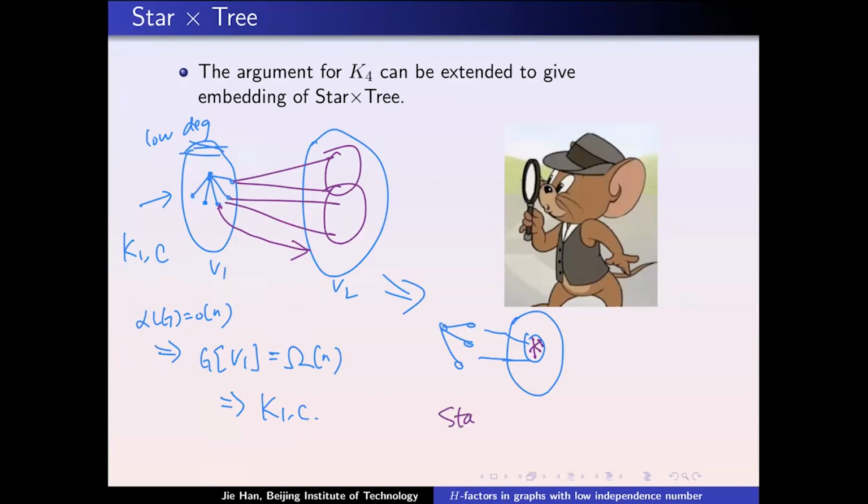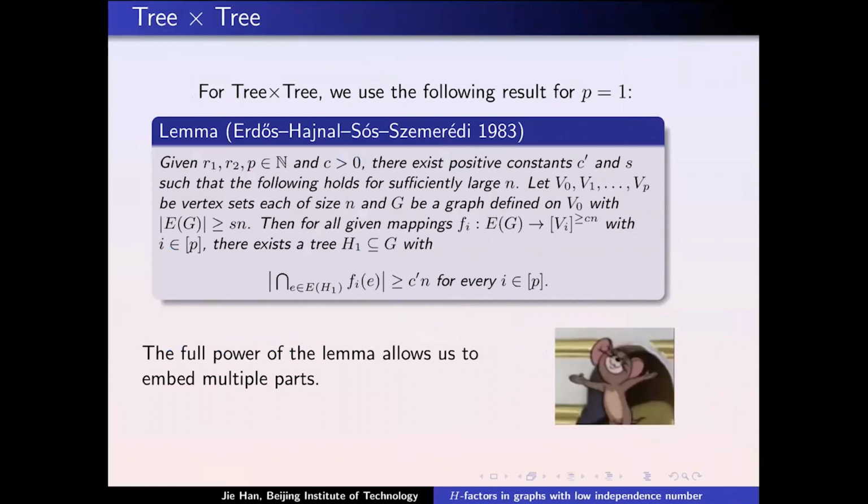But for general tree times tree, it took us quite some time until we found this old reference. Probably it's the same reference, Erdős, Hajnal and Szemerédi, and Zhang Ready. They had a lemma to deal with it. This is an inductive proof. I don't want you to read the statement either. But essentially, they said when you try to build a tree on the left-hand side, you can do it. The proof was by induction. And the full power of the lemma also allows us to embed multiple parts.